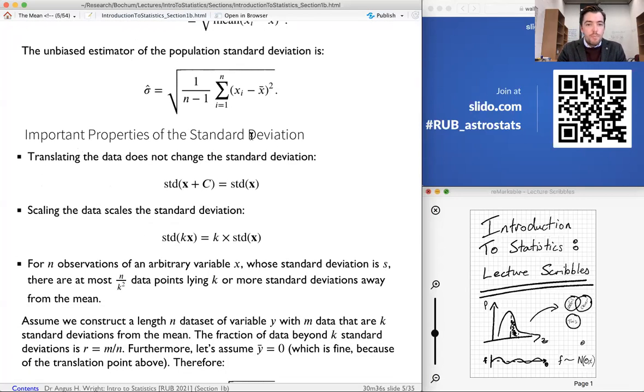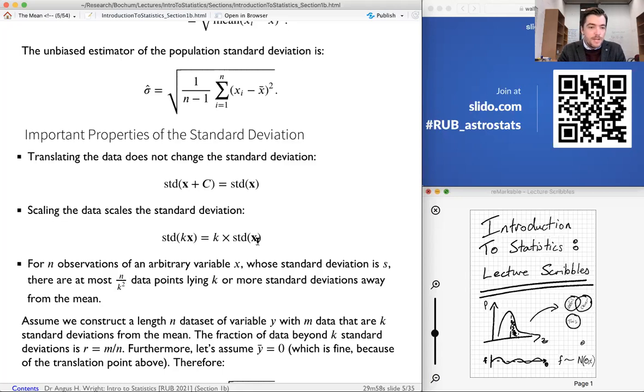Okay, some very important properties of the standard deviation that are important for you to understand. The first is translation. Unlike the mean, translation does not change the standard deviation. That is to say that the standard deviation of x plus a constant c is just equal to the standard deviation of x, the vector of x values. Scaling the data, however, scales the standard deviation in the same way that it does with the mean. So the standard deviation of kx, where we've multiplied our x vector by some value k, is equal to k times the standard deviation of the data points x.